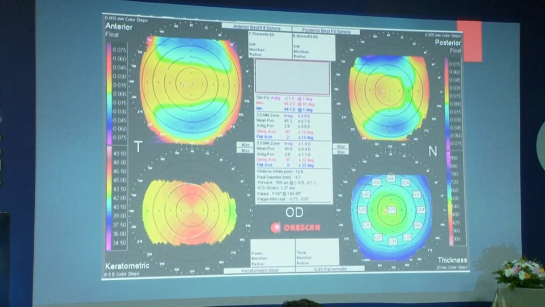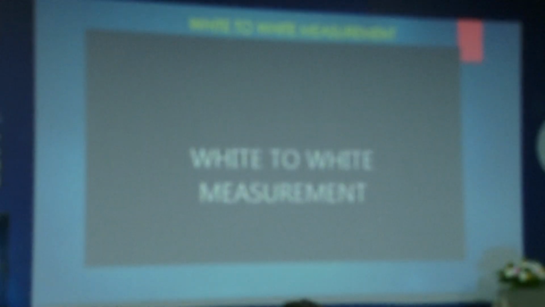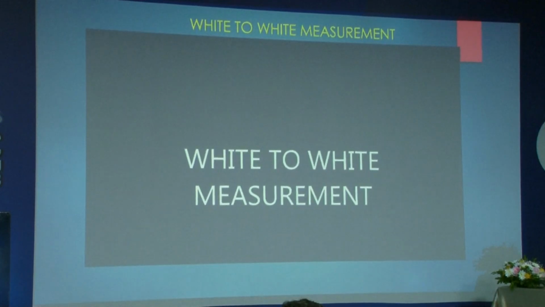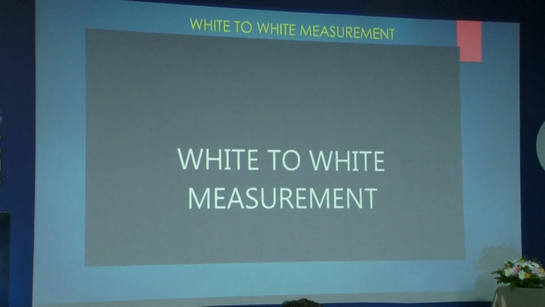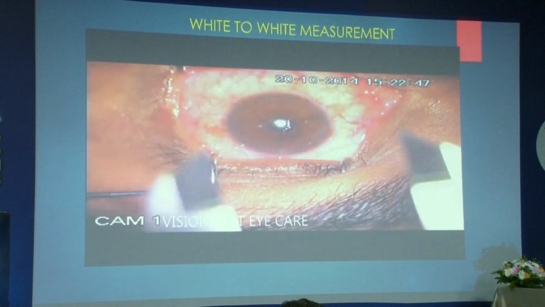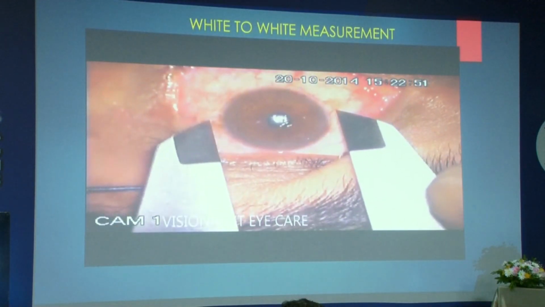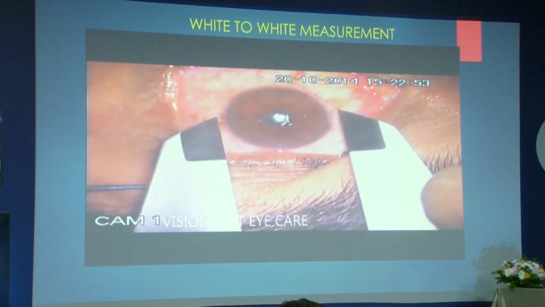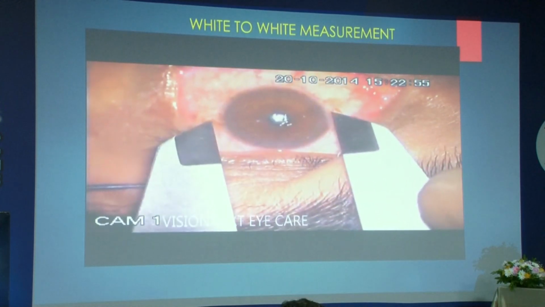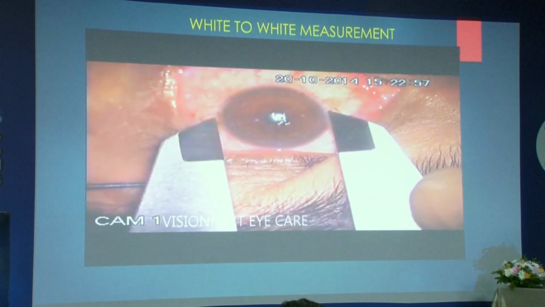You also get very good white-to-white measurements on the OBScan, but the availability of the OBScan currently is a little tricky. For the white-to-white measurement, this is a small video to show how it should be taken. Under topical anesthesia, you take your digital calipers. As you can see, we go from mid-limbus of one side to diagonally opposite mid-limbus.